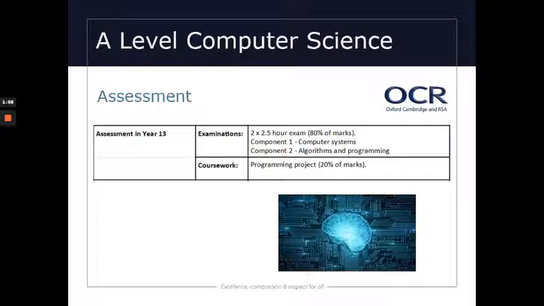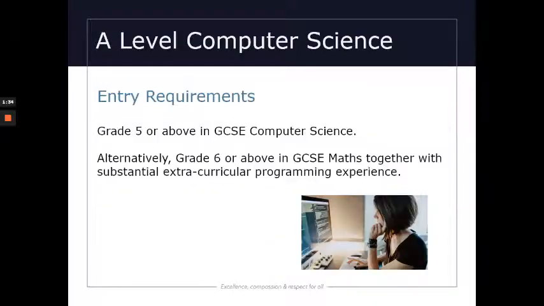The way that the course is assessed is that there are 2.5 hour exams, which is 80% of the mark, one on computer systems and one on algorithms and programming. For those of you who have done GCSE computer science, you'll be familiar with the split in terms of the topics, but the A-level takes them into a little bit more depth, quite a lot more depth actually, and there is a programming project which makes up 20% of the mark, so that's quite different to the GCSE.